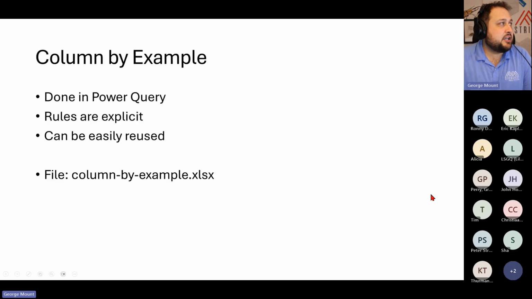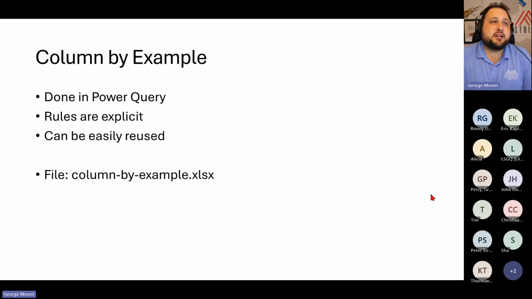Okay, so the nice thing about column by example is we are going to use Power Query. The rules are going to be explicitly defined and then easily reused. We're just going to type in some examples that we want. This is really similar to flash fill, if you ever used that before. But the issue with flash fill is that you aren't given an explicit formula, so if you have new data, you can't apply those same rules to the new data.